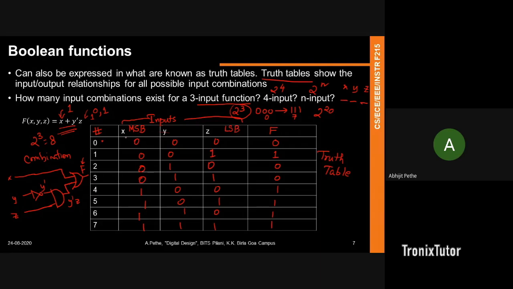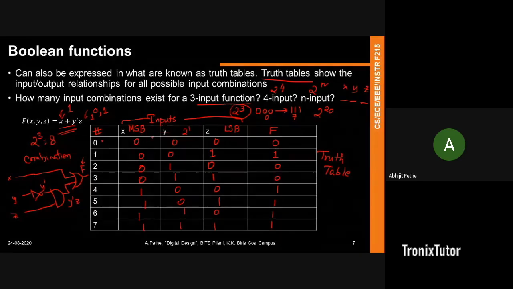Right? When I code it as 0, 1, 2, 3, 4, 5, 6, 7, my X is going to be my MSB, my Z is going to be my LSB. So when I do that, my LSB flips every row. So it goes 0, 1, 0, 1, 0, 1, 0, 1. My Y flips every 2 power 1. So it's going to go 0, 0, 1, 1, 0, 0, 1, 1.